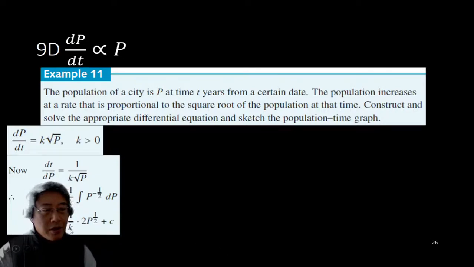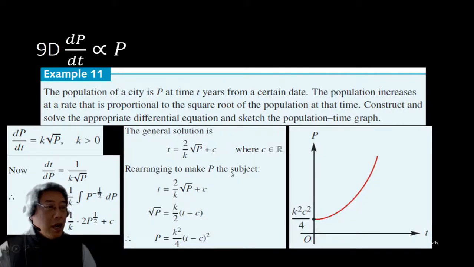You have k as a constant and you have your c as a constant due to your anti-differentiation. You have your general solution. You rearrange it. You make p the subject. There's no substitution in terms of constant. You just leave it like that. C is a real number.